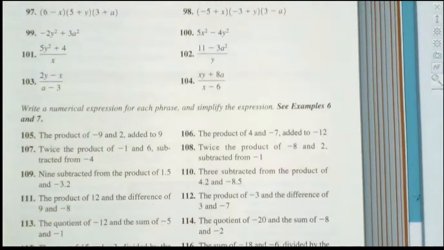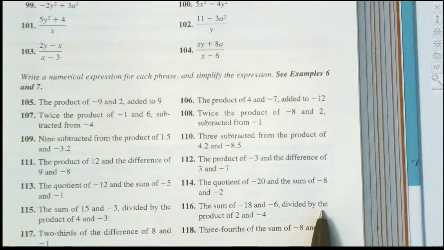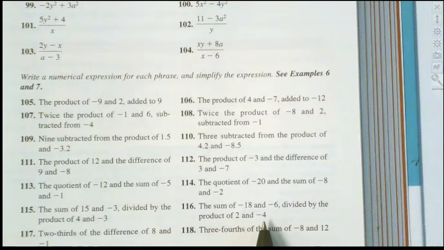Okay, so move this up so we can see, we're looking at 116 here. And we've got the sum of -18 and -6 divided by the product of 2 and -4. So the sum of these two numbers. So on the top, what would we have?